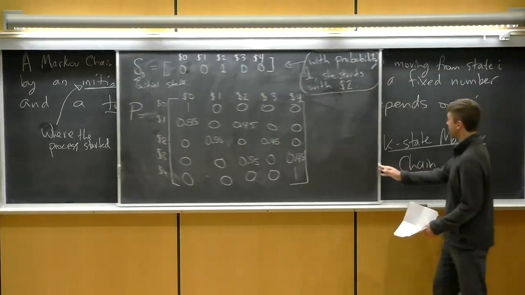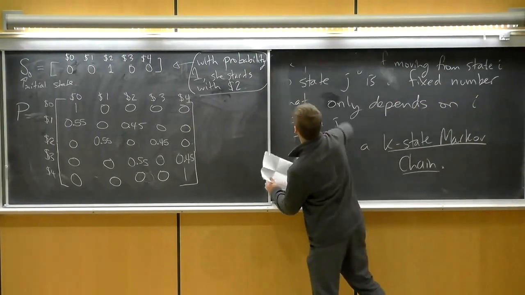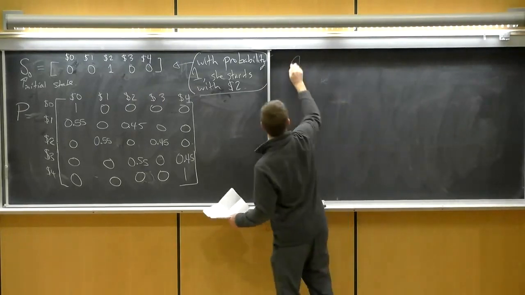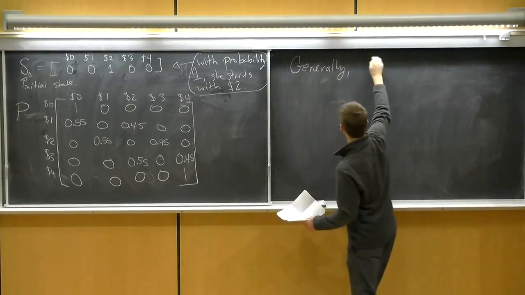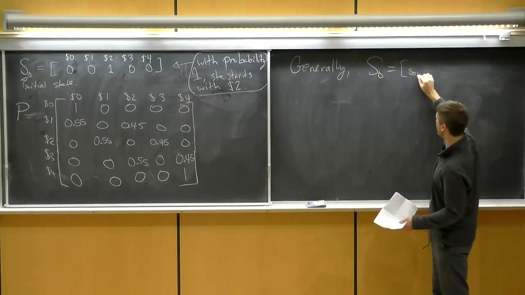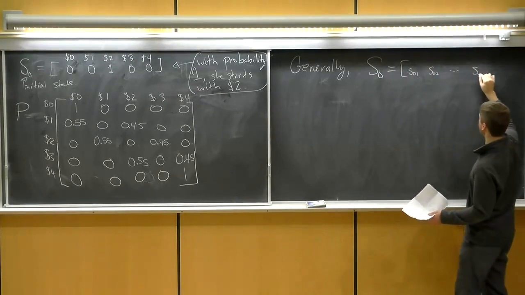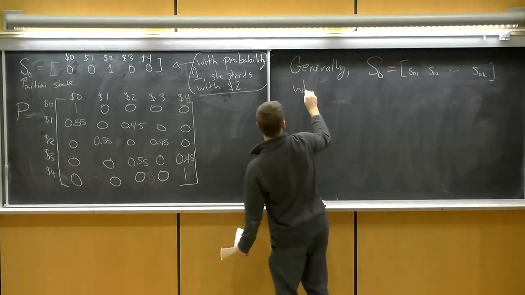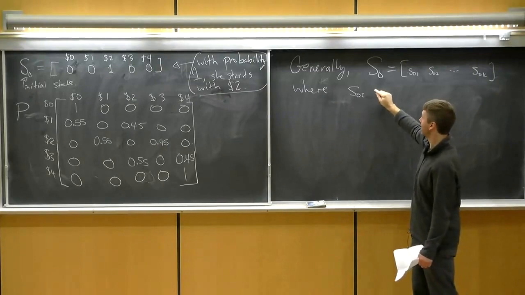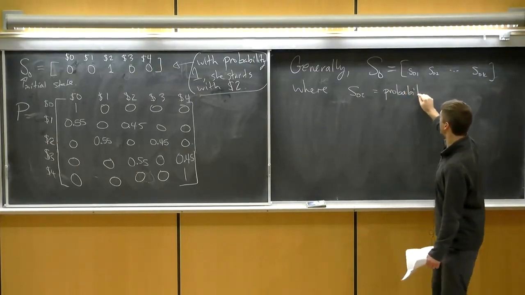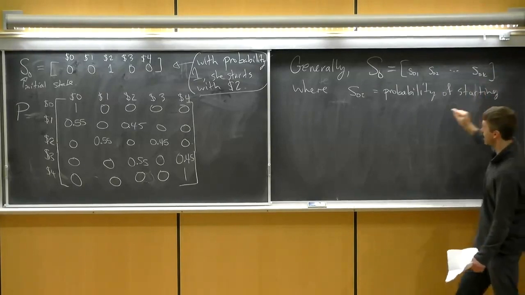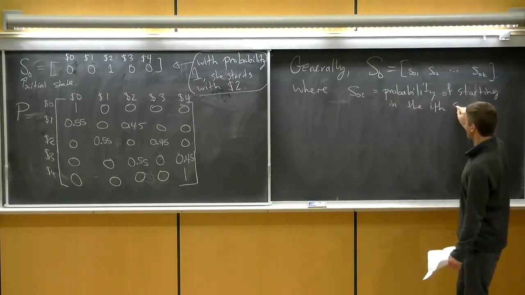Okay, so generally speaking, the initial state matrix is some matrix S0, which I'll write as S01, S02, dot dot dot, up to S0K, where for any index i, S0i is the probability of starting in state i.